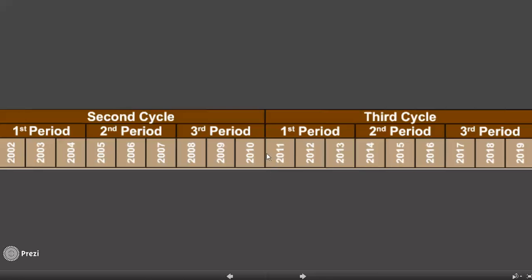The 9 year cycle that we're currently in started January 1st, 2011. So if you're sampling once every 9 years and you last sampled in 2010, that next 9 year sample is due by the end of 2019.